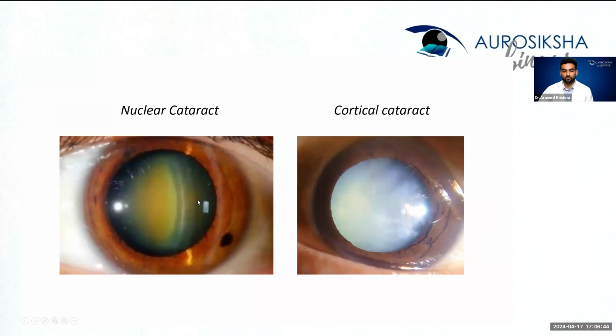You have to know that the lens has a nucleus part and a cortical part. So when the nucleus part gets cataractous, it is called a nuclear cataract, and when the cortical, the outer part, gets opacified, it's called a cortical cataract. These are two separate entities which you need to differentiate.